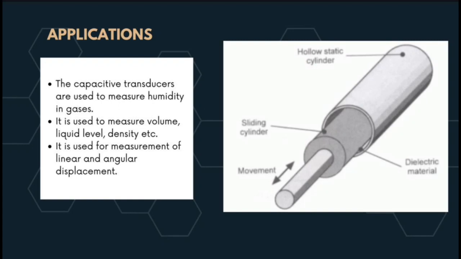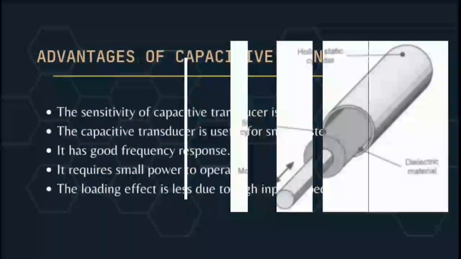Capacitive transducers can be used for the measurement of both linear and angular displacement. Capacitive transducers are commonly used in conjunction with mechanical modifiers for the measurement of volume, density, liquid level, weight, and others. Capacitive transducers are used for the measurement of humidity in gases, since the dielectric constant of gases changes with the change in humidity, thereby producing a change in capacitance.